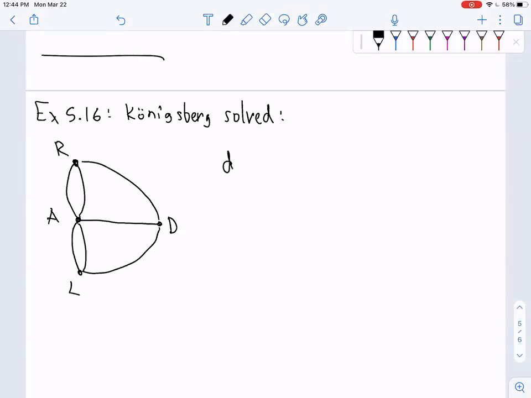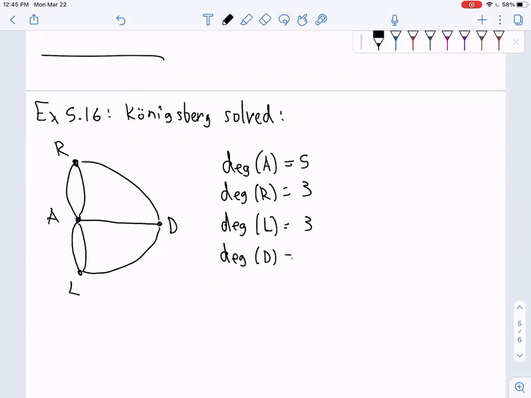So let's count this. Degree of A, 1, 2, 3, 4, 5 edges coming out of it. Degree of R, you can see there are 3 edges coming out of it. Degree of L is also 3. And degree of D is also 3. So every single vertex has odd degree. And this is 4 of them, and so it's too many odd vertices.